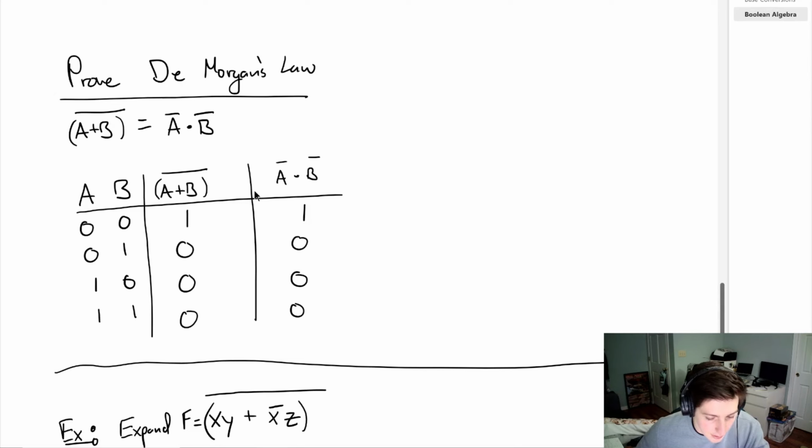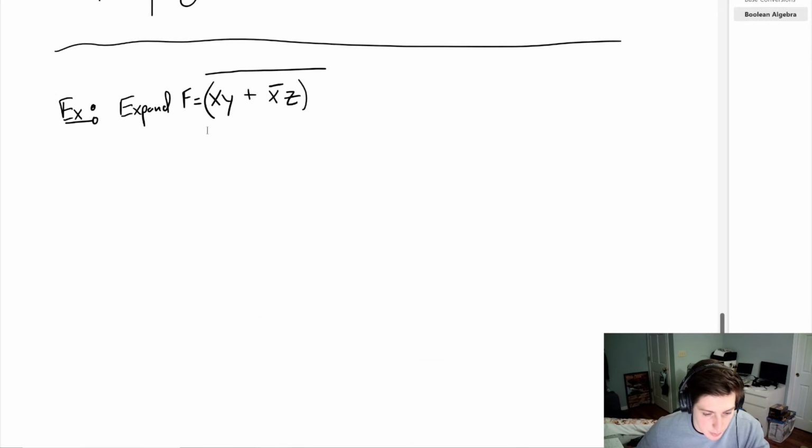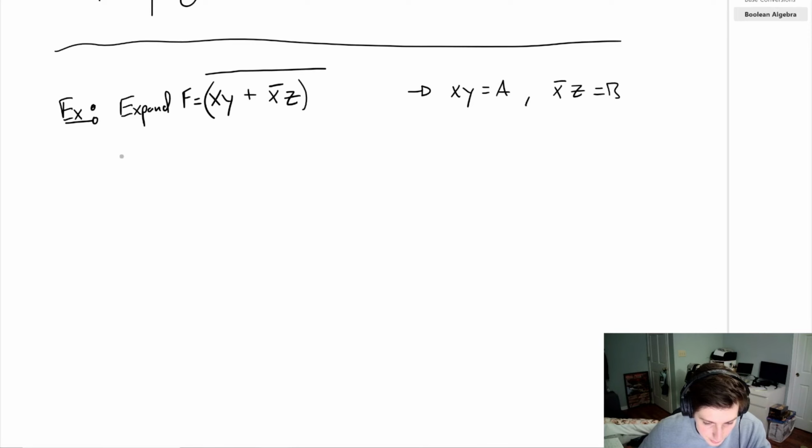Now looking at the right-hand side, when A and B are 0, you would have the inverse of 0 times the inverse of 0, or 1 times 1, which is equal to 1. In any case where A or B are high, the inverses would be 0, and you would have 0 times some value, which is equal to 0. But what we want to look at is an example where we expand some function f, given by this term here. Now we switch the inputs from A and B to x, y, and we also brought in z. What we're going to do here is simply make a substitution and say that xy is equal to A, and x bar z is equal to B.